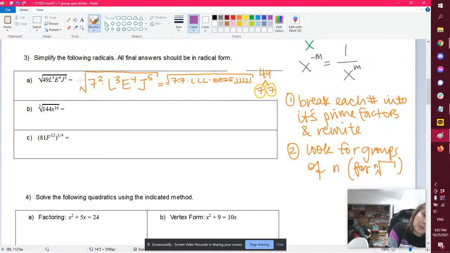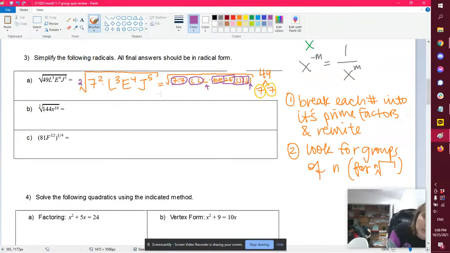I am looking for groups of 2 because square root is an implicit and implied 2. So I've got a group of 2 7s here, I've got a group of 2 L's here, I've got a group of 2 E's and another group of 2 E's. I've got 2 groups of 2 J's. I've got a leftover L and a leftover J.